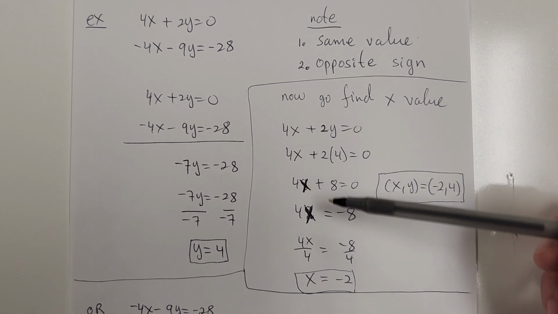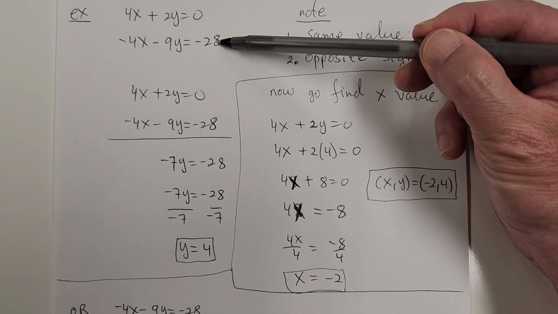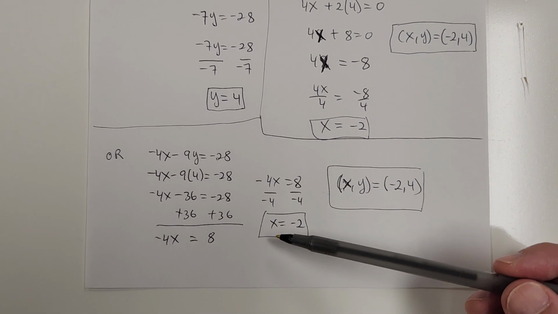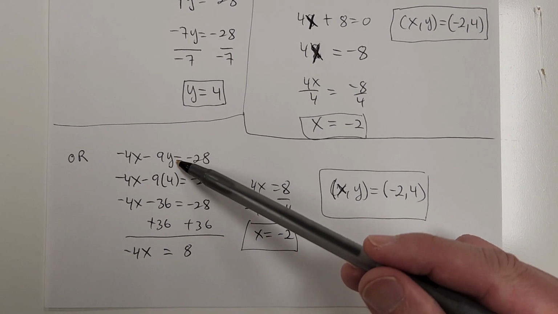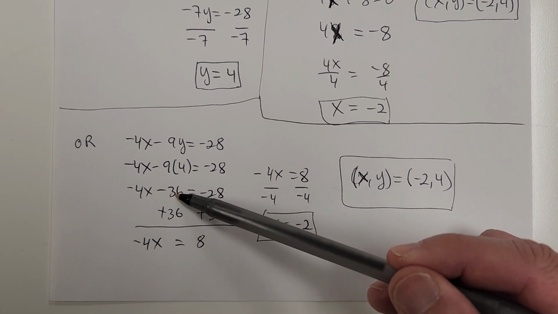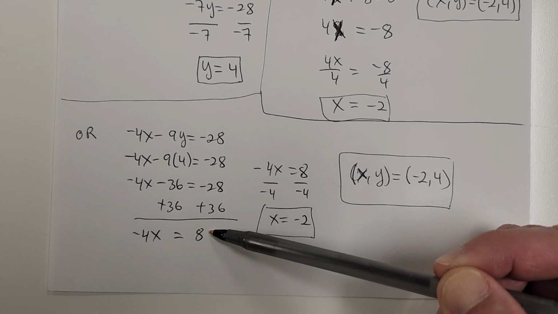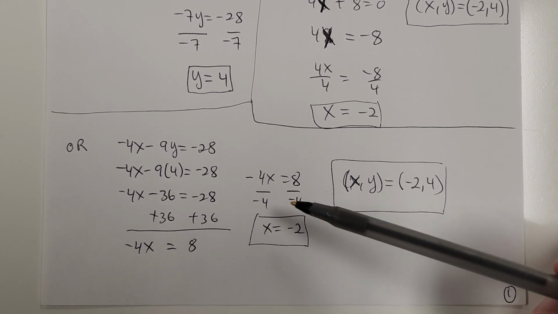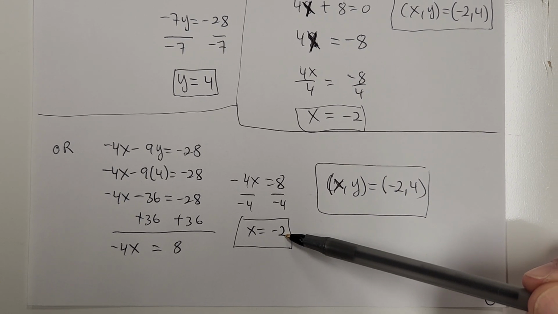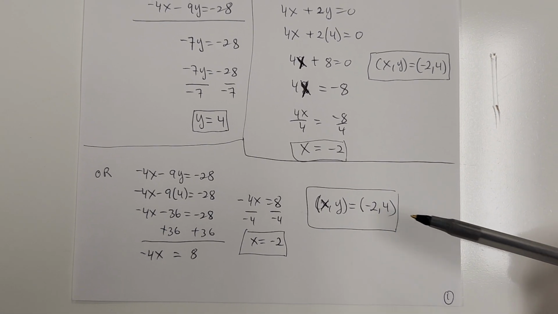That was the first equation. I'm going to redo this with the second equation. Here's the second equation. I put y in, so that gives me 4. Multiply by the 9 gives me negative 36. Add 36 to both sides gives me positive 8. Divide by negative 4, and it's also negative 2. So the answer again is negative 2, 4.